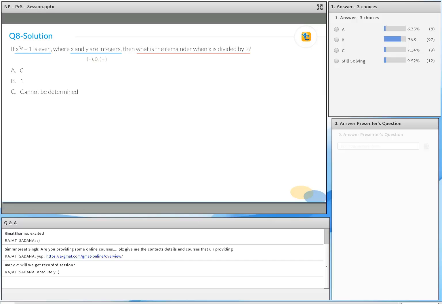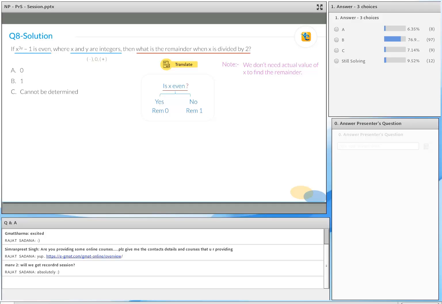If x to the power 3y minus 1 is even, where x and y are integers, what is the remainder when x is divided by 2? Essentially, we need to translate that, and when we translate it, what we get is: is x even? Because if x is even, then the remainder will be 0. If x is not even, then the remainder will be 1. So again, we don't really need to find the actual value of x.